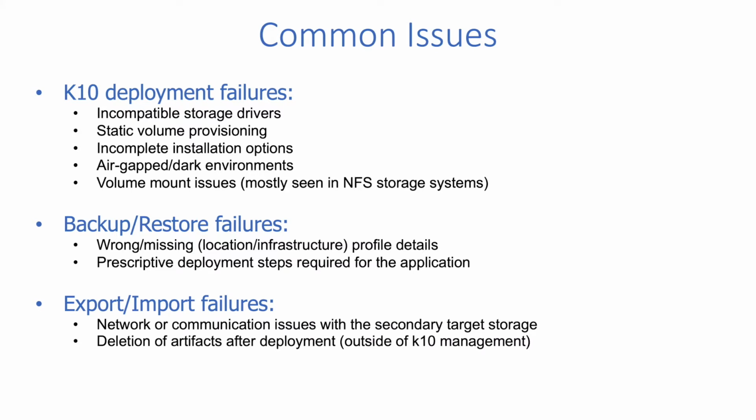Because K10 allows snapshots to be exported to a secondary target location across the wire, there may be latency or bandwidth issues leading to job failures. If there are intermittent disconnects or service issues, then jobs can fail as well.